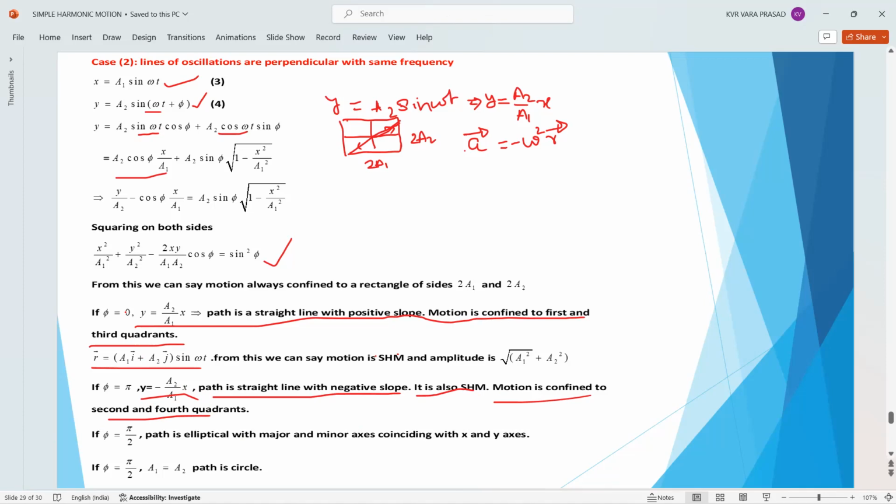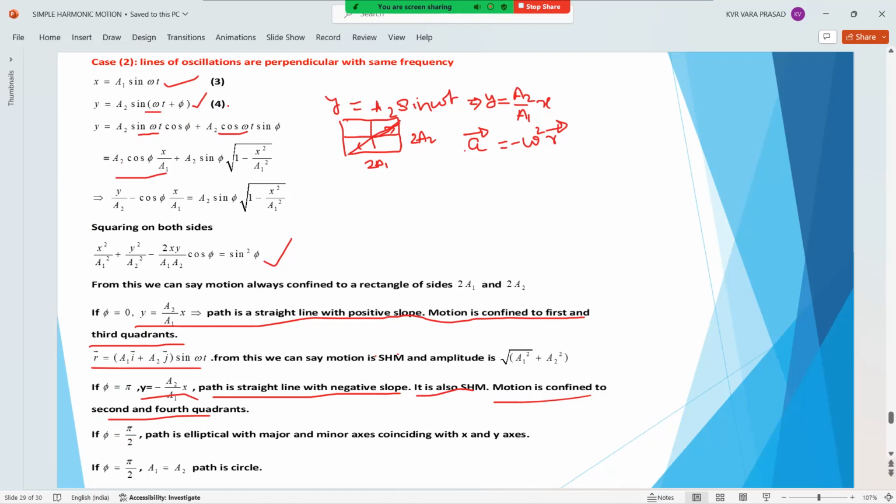Okay, right. Now take phi equal to 90. That means if phase difference equal to 90, then see what we get. In equation 4, if you write phi value 90, it becomes cos omega t.